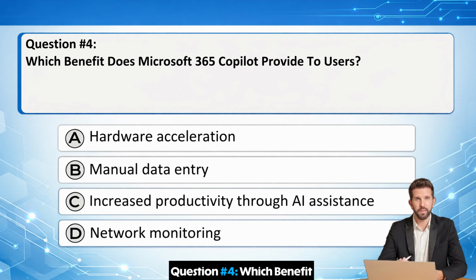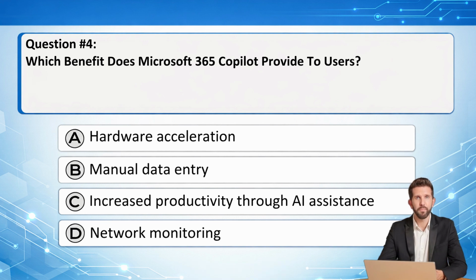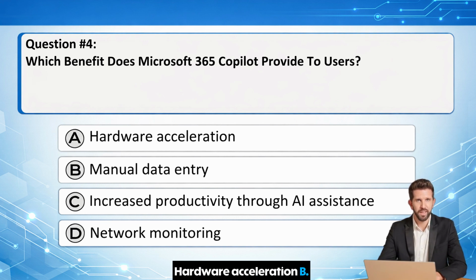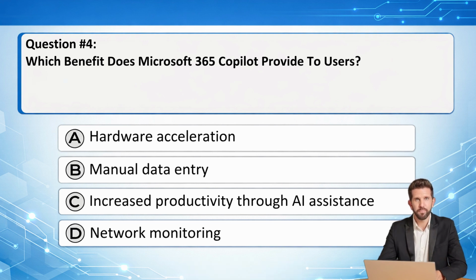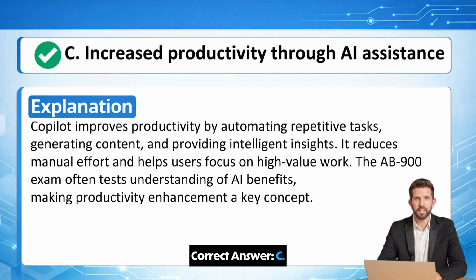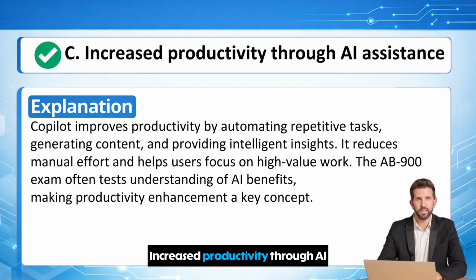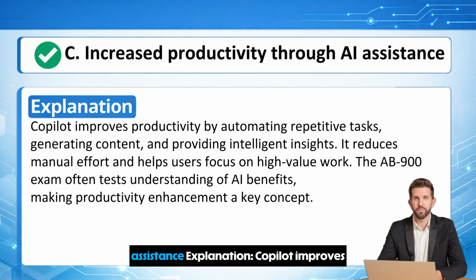Question number 4. Which benefit does Microsoft 365 Copilot provide to users? A. Hardware acceleration. B. Manual data entry. C. Increased productivity through AI assistance. D. Network monitoring. Correct answer C. Increased productivity through AI assistance.